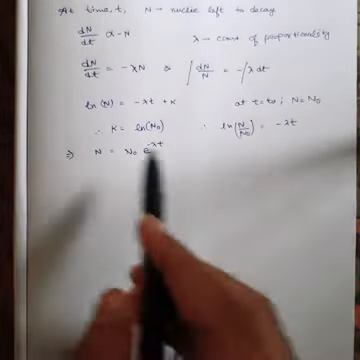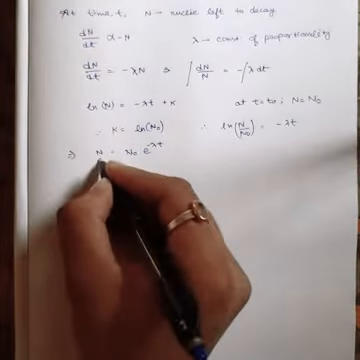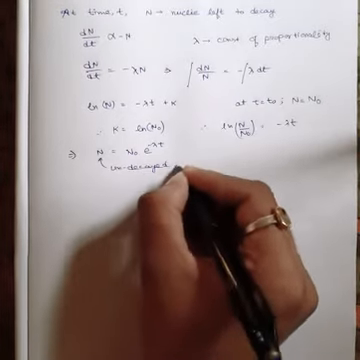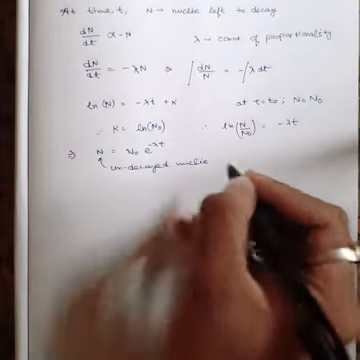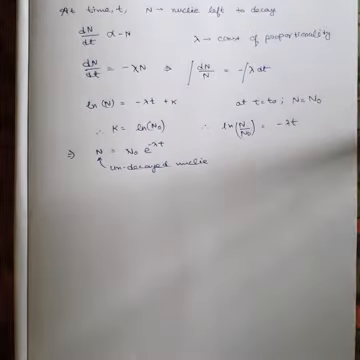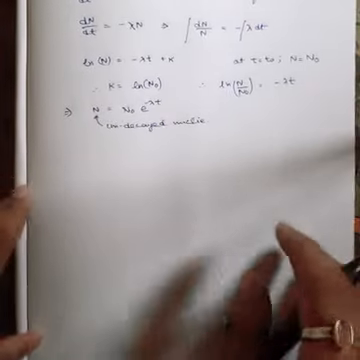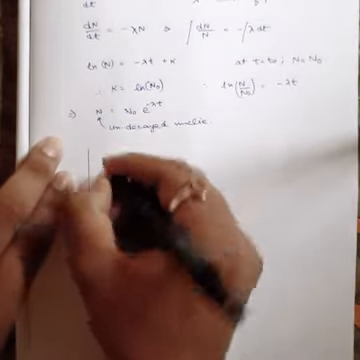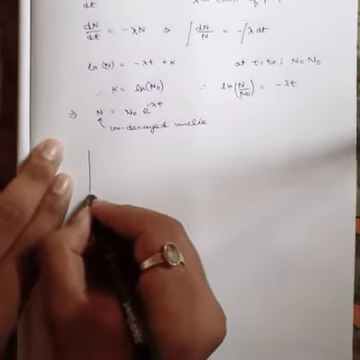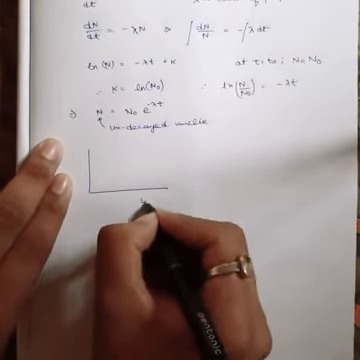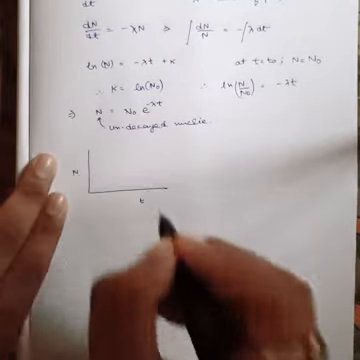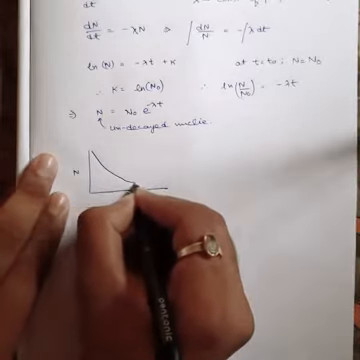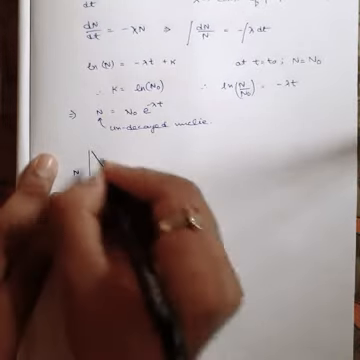Always remember, this N is the undecayed nuclei. Therefore, when we plot this, as you see, this is an exponential equation. So when we plot this with time, the number of nuclei basically goes on reducing exponentially.